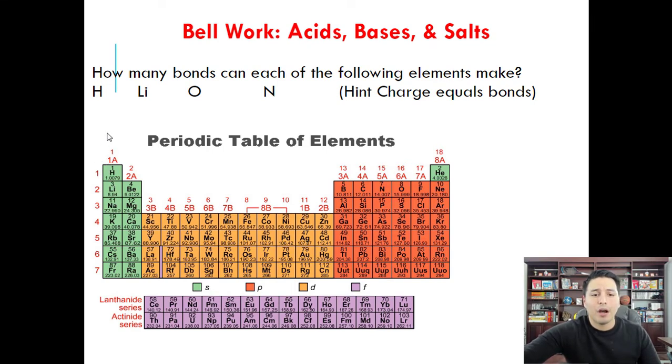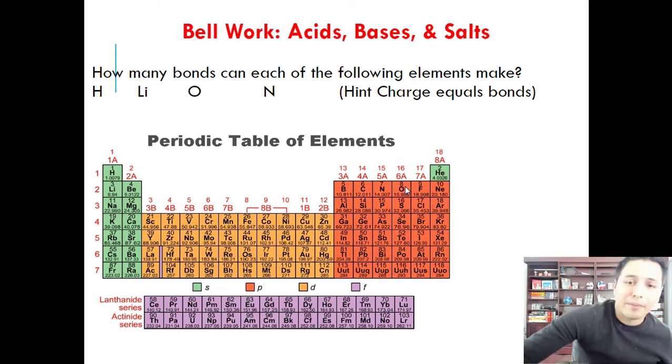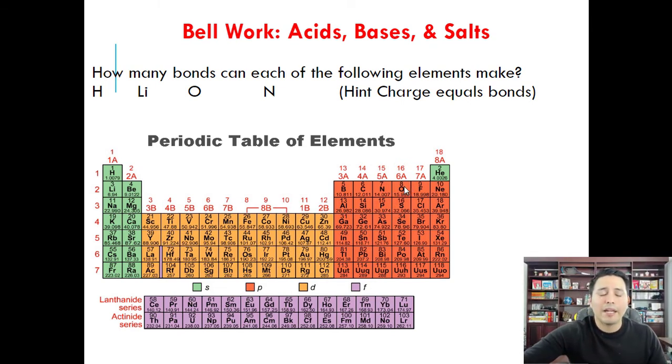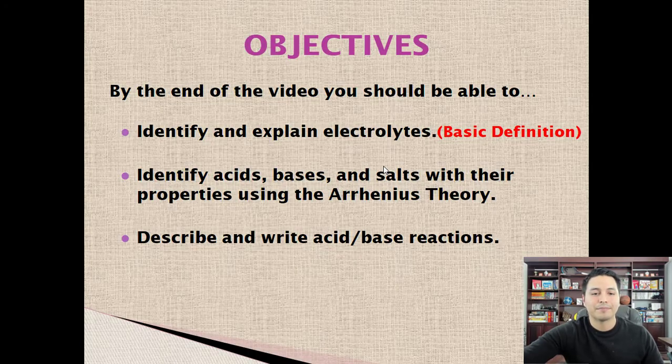make one bond. Oxygen is located over here. This means that oxygen, because it has a charge of -2, can make 2 bonds. Now remember, we are ignoring the sign when determining the number of bonds. So if you see nitrogen, nitrogen has a -3, which means that if you guessed it, it can just make 3 bonds.